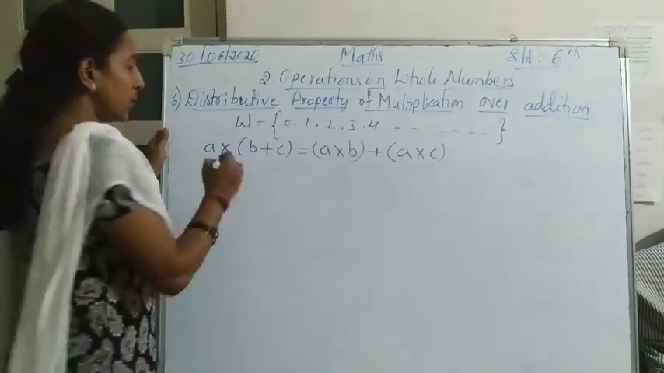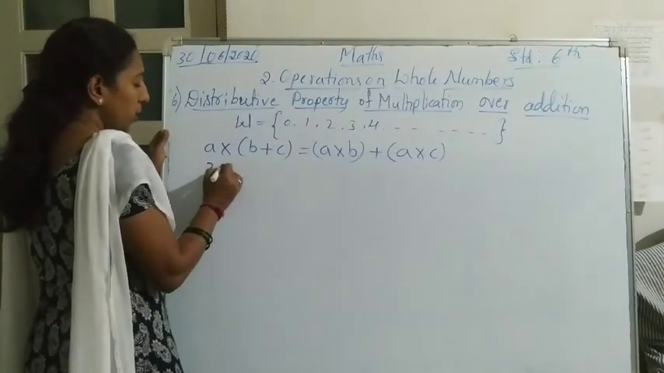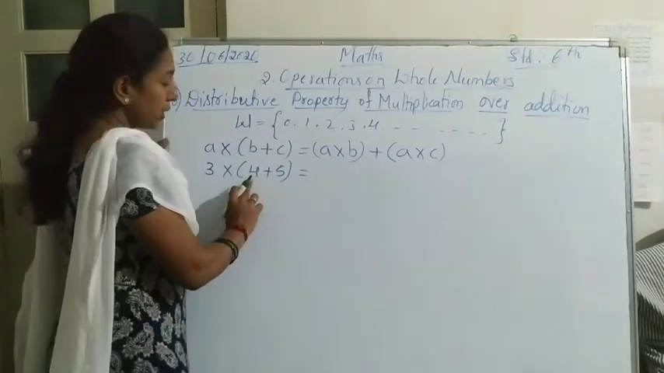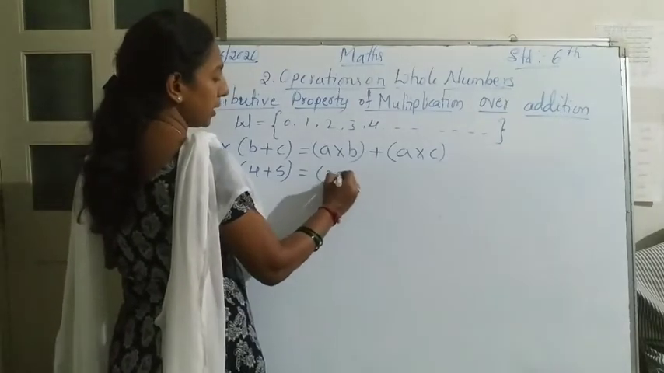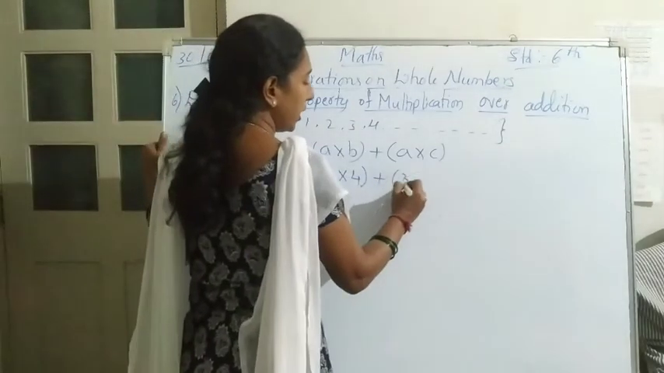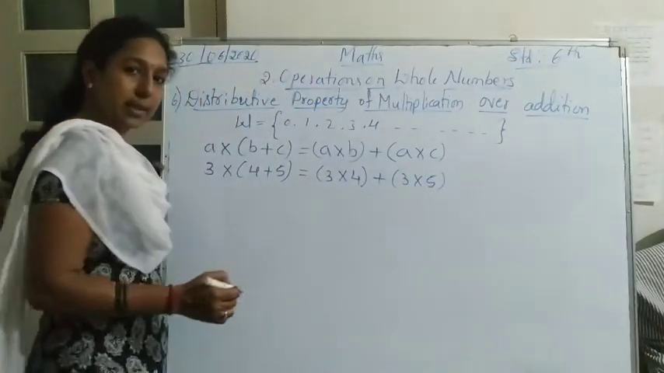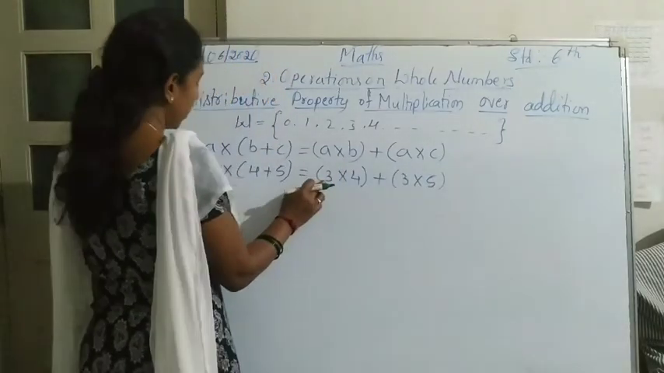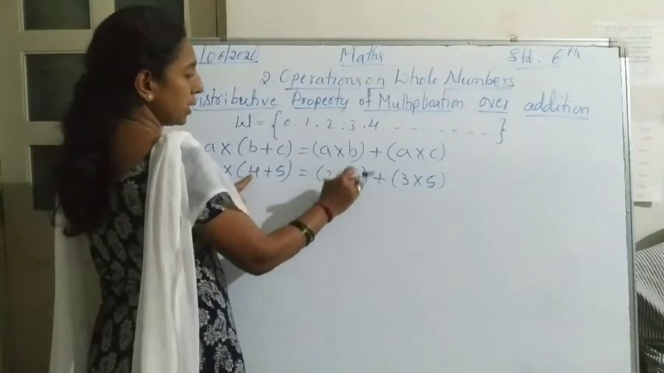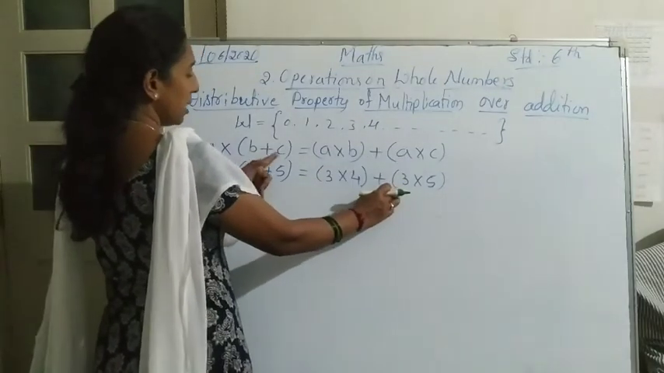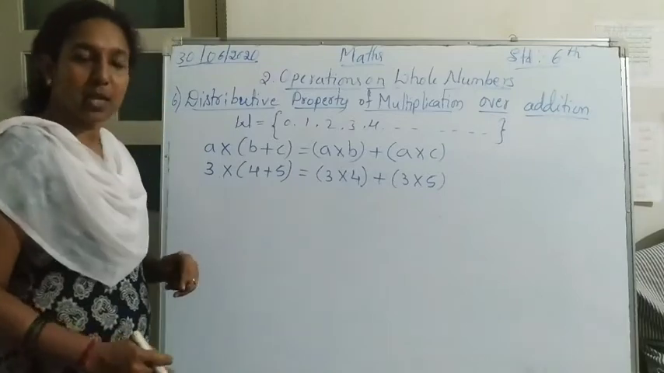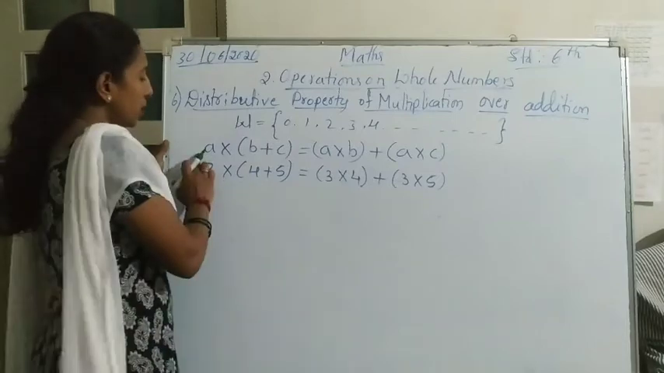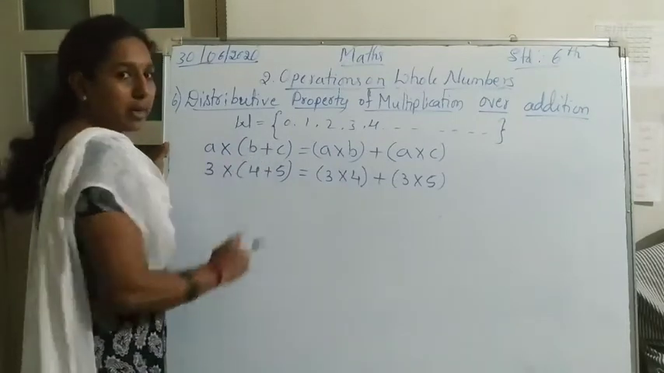Got it, children? So how was it in the last sum? 3 rows were there. 9 I have written as 4 plus 5. So what was the first one? 3 into 4 plus 3 into 5. It was like that, correct? So here both are the same. A is 3, here also 3. B is 4, B is 4. Again A is 3, 3. C is 5, C is 5. Correct? So this is the distributive property of multiplication over addition.